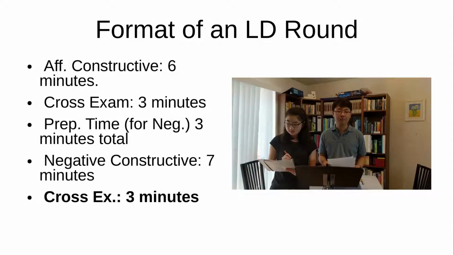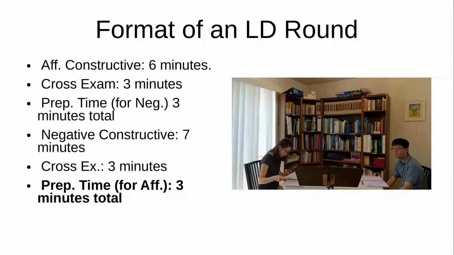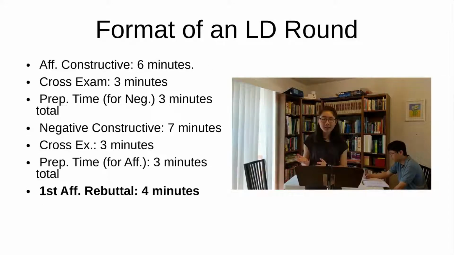At this point, there's another cross-examination. This time the AF asks questions of the neg. This is also 3 minutes long. And then the AF takes prep time so that he can prepare his rebuttal, what he's going to say in his next speech to respond to what the neg just said. And this works the same way. There's 2 AF prep times. You get 3 minutes total to distribute evenly, or distribute however you want between the 2 prep time sessions you have. Then the AF gets up and he gives his first affirmative rebuttal.